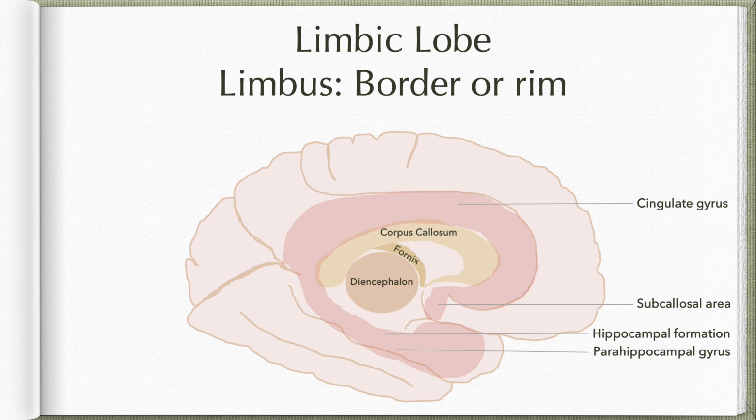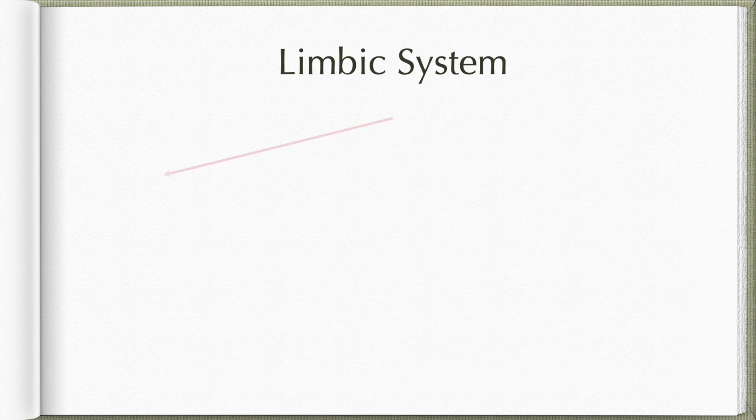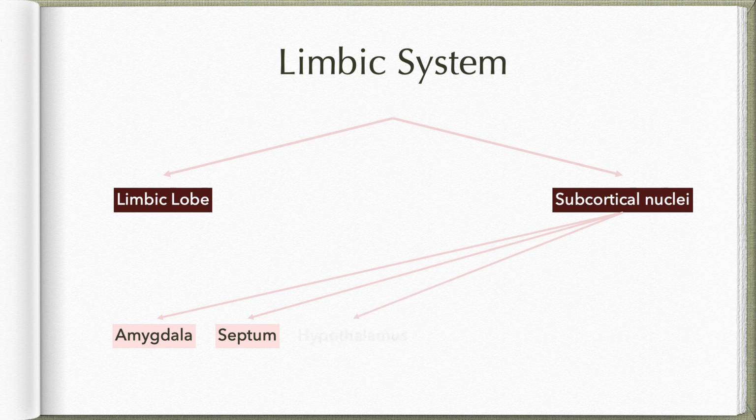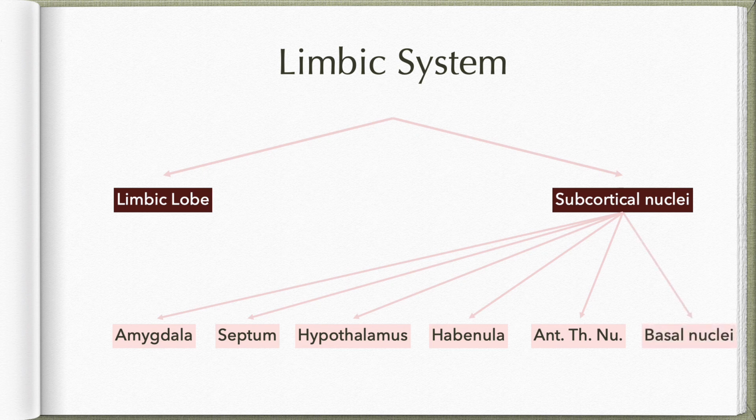Now coming to limbic system, that includes the structures forming the limbic lobe and some of the subcortical nuclei, which include amygdala, septum, hypothalamus, habenular nuclei, anterior thalamic nucleus, and some of the basal nuclei like nucleus accumbens and basal nucleus of Meynert.